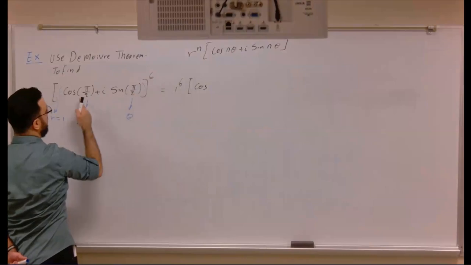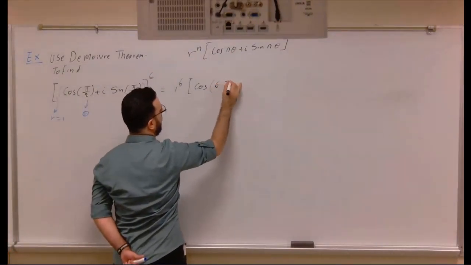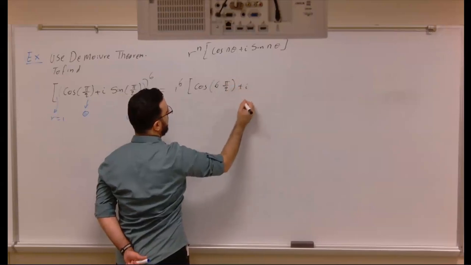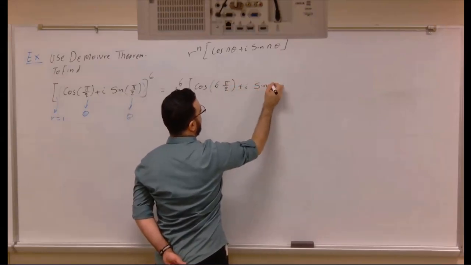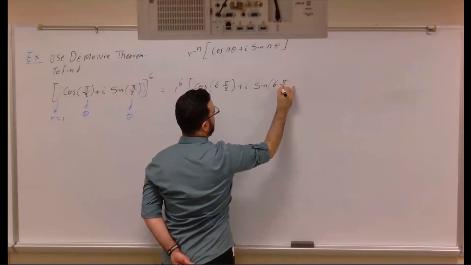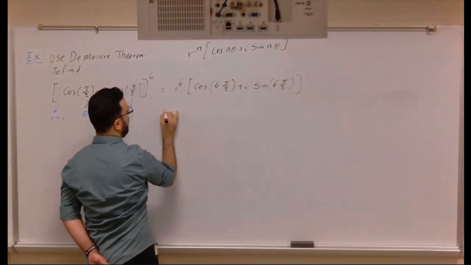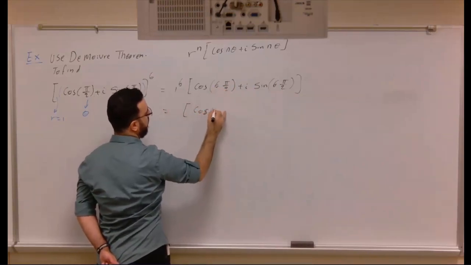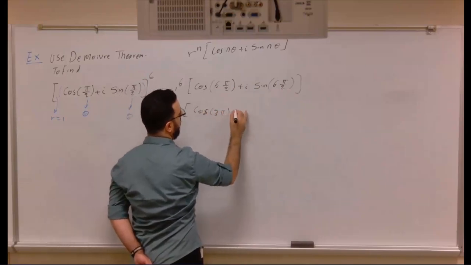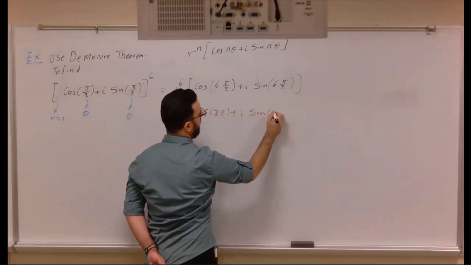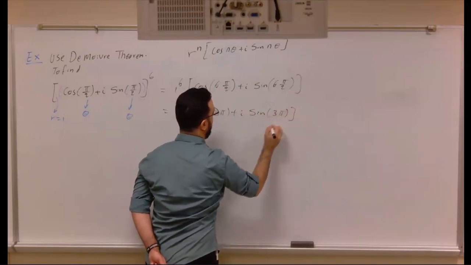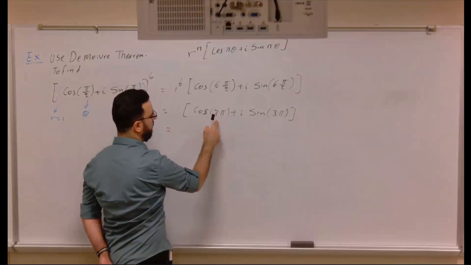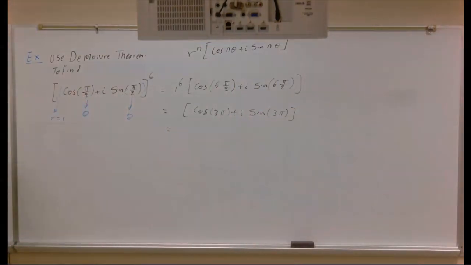Cosine 6 times pi over 2 plus i sine 6 pi over 2. This is 1. So cosine, simplify here, it's going to be 3 pi plus i sine 3 pi. What's cosine 3 pi? Pi, 2 pi, 3 pi. What's cosine 3 pi?